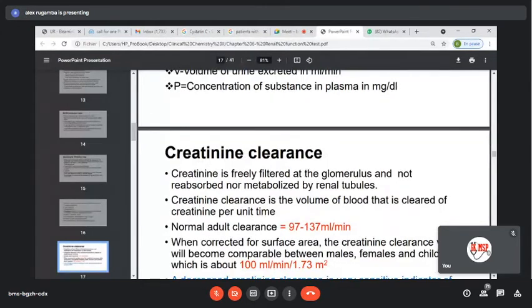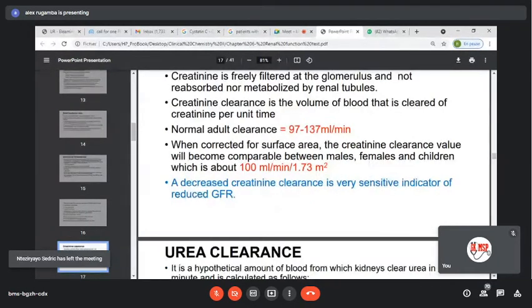So creatinine is freely filtered at the glomerulus and not reabsorbed nor metabolized by the renal tubule. The normal adult clearance varies from 97 to 137 milliliters per minute. And when you correct for surface area, creatinine clearance values can be compared between males, females and children, which is about this one. So decreased creatinine clearance is a very sensitive indicator of glomerular filtration rate.